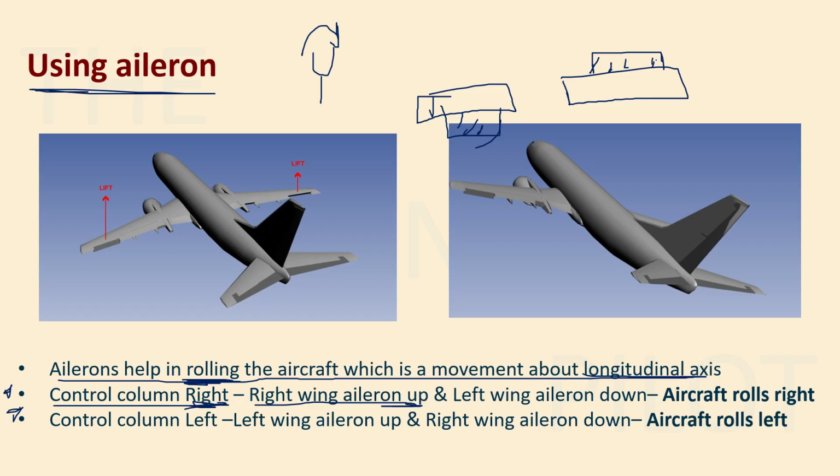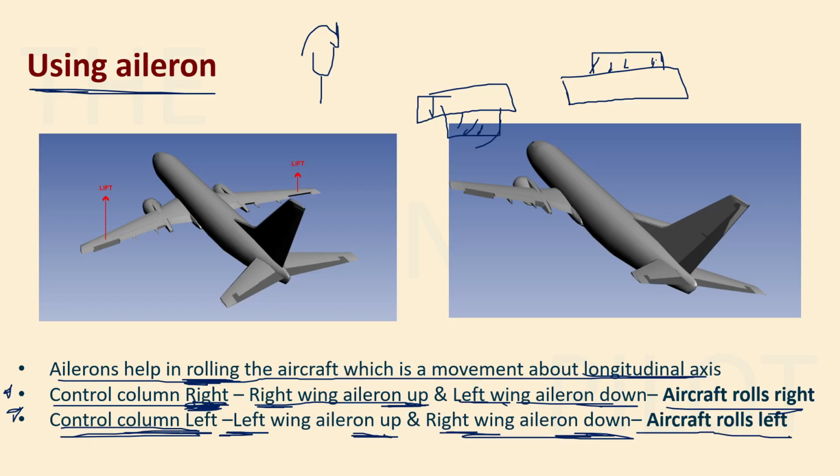So you can remember it like this: whenever you are turning right, the right wing aileron will move up, and the left wing aileron will move opposite to it, which is down, and the aircraft will roll to the right. If you're turning the control column to the left, the left wing aileron will move up and the right wing aileron will move down, which will roll the aircraft to the left. All right, I don't think I need to explain this. This is something you need to keep in your head.